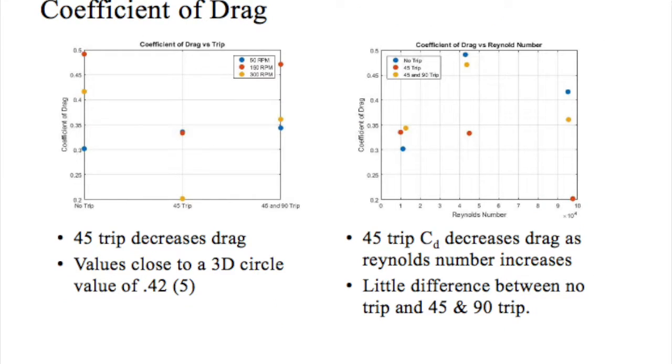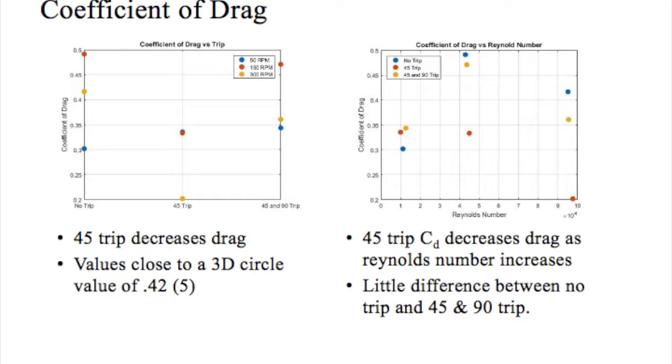These graphs show different conditions affecting the coefficient of drag. The 45-degree trip reduced the coefficient of drag as anticipated at higher Reynolds numbers. What wasn't expected was how the coefficient of drag is affected by the 45 and 90 trip. The graph shows that it increased the drag at low RPMs and decreased the drag at higher RPMs.